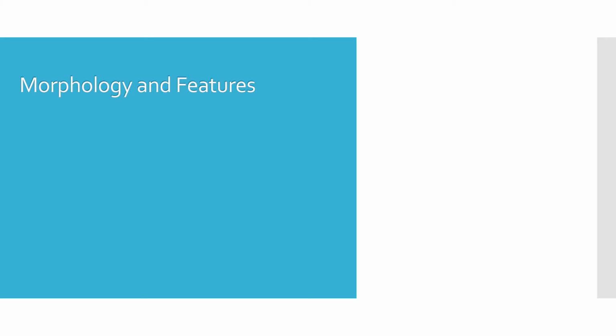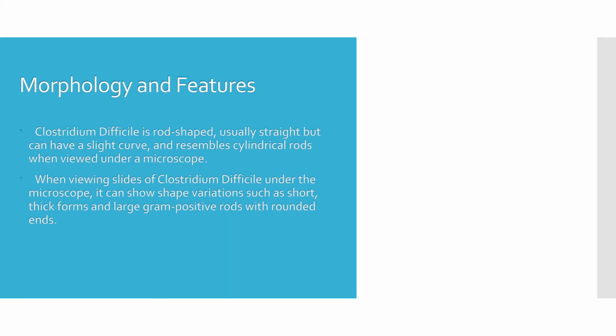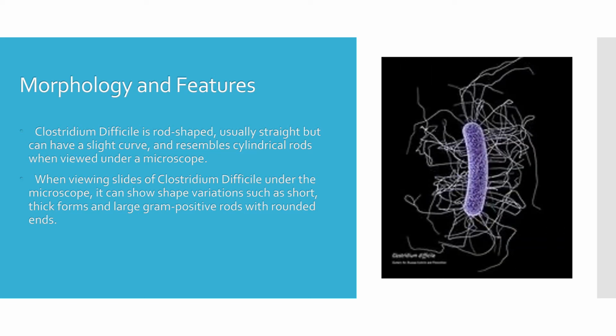Morphology and features. Clostridium difficile is a rod-shaped, usually straight, but can have a slight curve, and resembles cylindrical rods when viewed under a microscope. When viewing slides of Clostridium difficile under the microscope, it can show shape variations such as short, thick forms and large gram-positive rods with rounded ends.